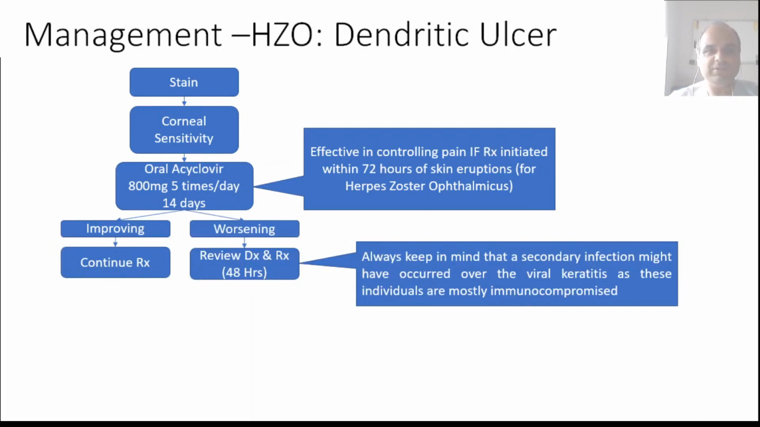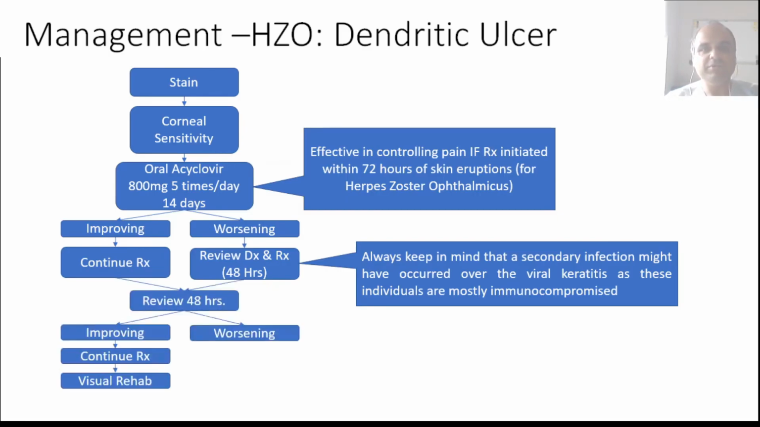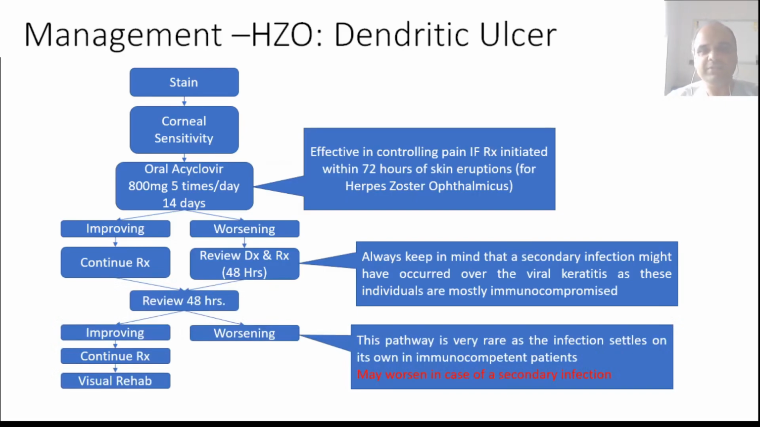This doesn't worsen. If it is worsening, just think of a superadded bacterial infection or a fungal infection, so do a culture and sensitivity again. Most of the time, these patients improve. I have never seen a viral keratitis go down a pathway of an eye being lost. Maybe because the patients I see are younger and maybe immunocompetent. And with herpes zoster ophthalmicus, the outlook has changed in the setting of HIV.